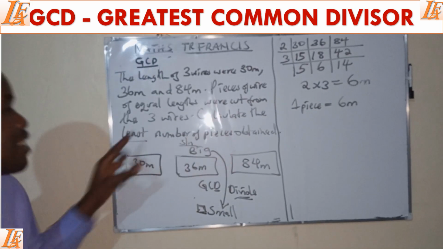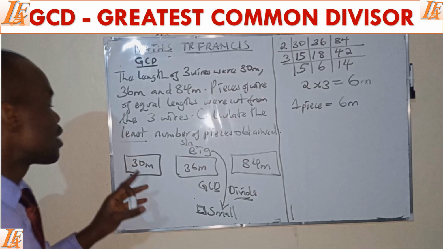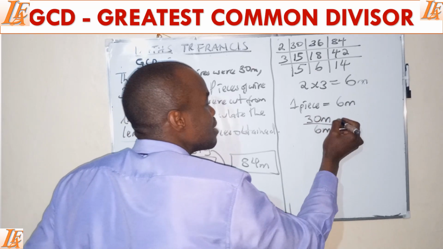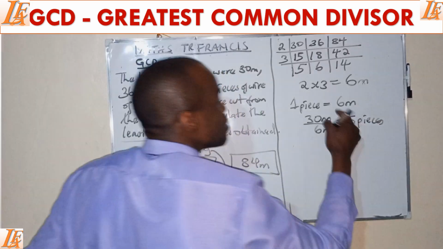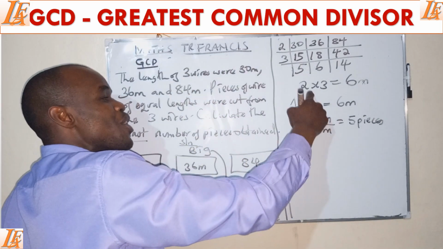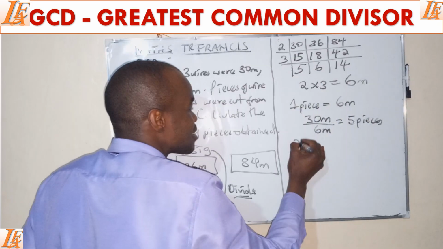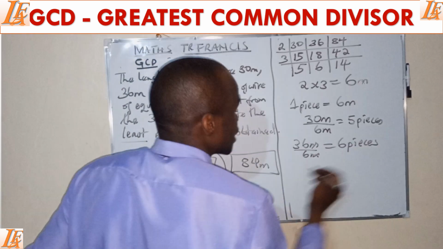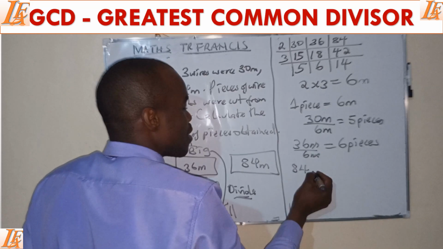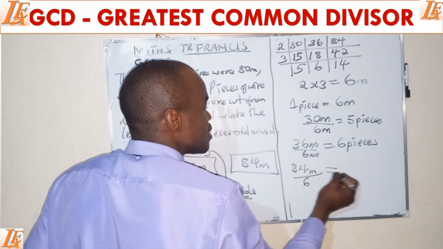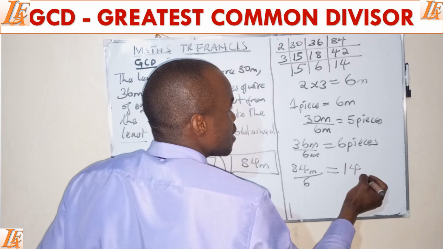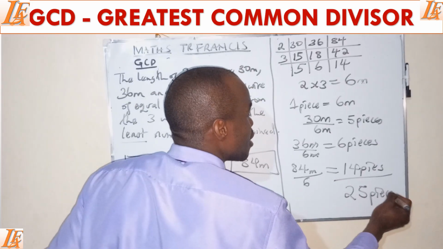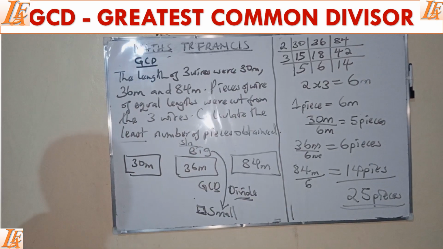But you ask, calculate the least number of pieces obtained. From 30 meters, how many pieces are obtained? You take 30 meters divided by 6 meters, which gives you 5 pieces. Then 36 meters divided by 6 meters gives you 6 pieces. Then we have 84 meters divided by 6, which gives you 14 pieces. Therefore, the total pieces we have are 25 pieces, each of length 6 meters. That's how you do it.